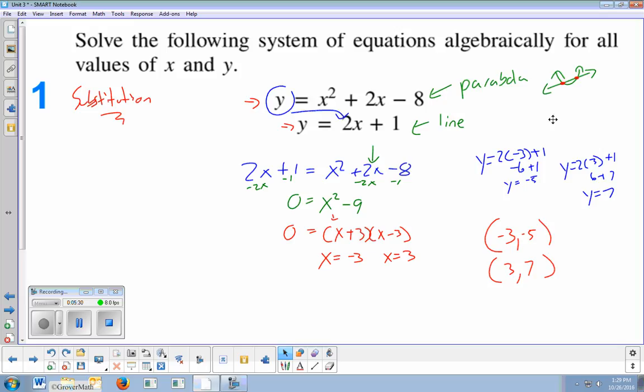We get two answers here, but we're not always going to get two answers. Sometimes we'll get one. Sometimes we'll find out that they don't cross. So let's try another one.